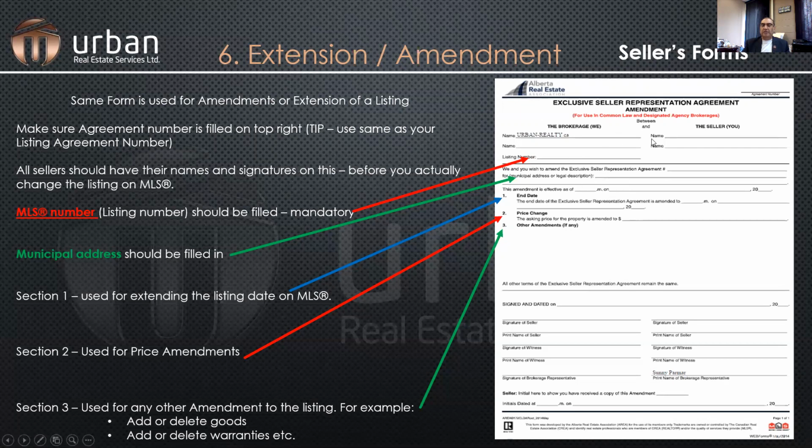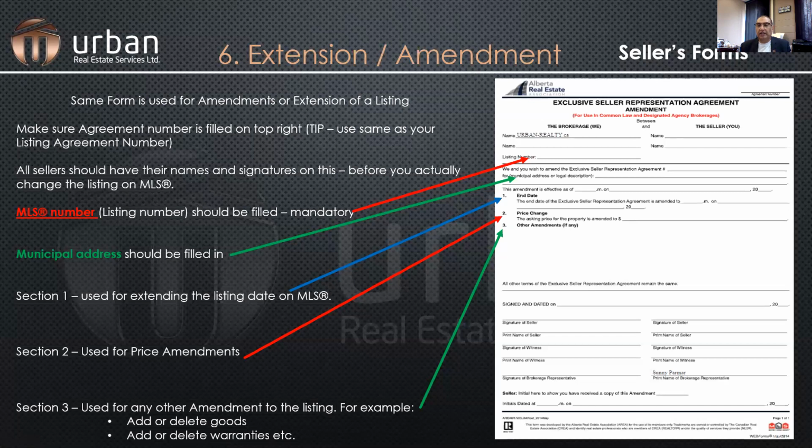The same form is used for extension of the listing or for any amendments needed for the listing. So remember how we started, we said we need minimum 60 days for the contract. So let's say now 60 days have passed, and now you need to extend that listing. So you don't have to get everything signed again.